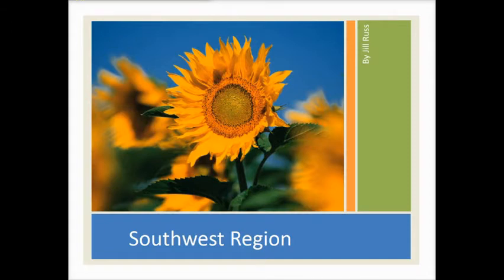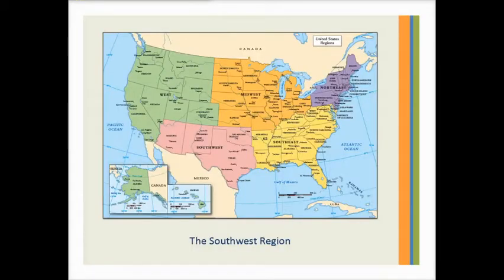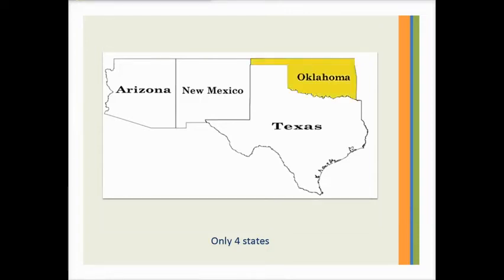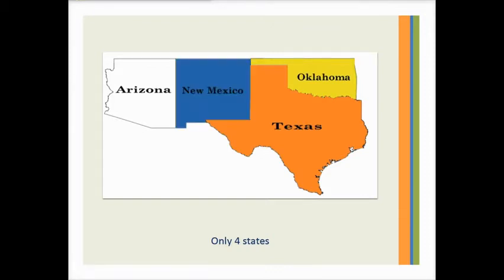So let's get started. The Southwest region is quite a large region. It covers a large amount of land, but it actually has the smallest number of states compared to all the other regions. So in the Southwest, there are 4 states. There's Oklahoma, Texas, New Mexico, and Arizona.